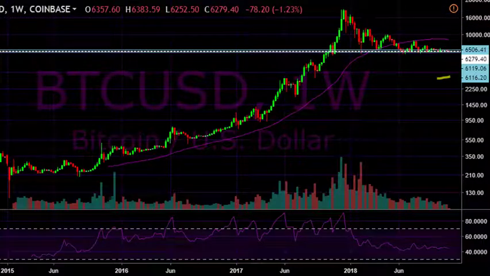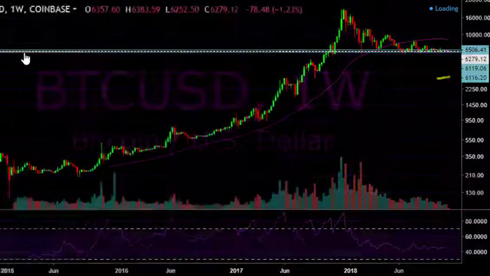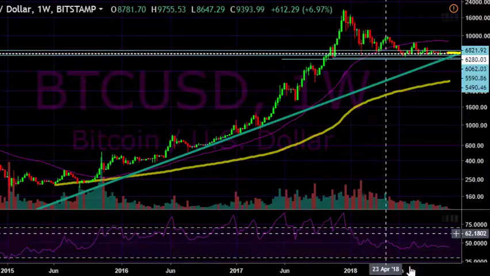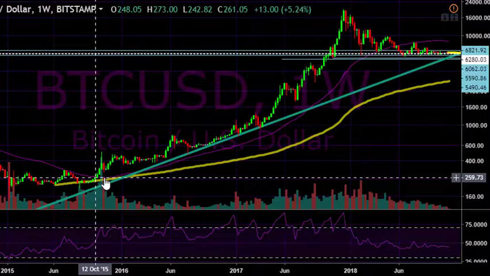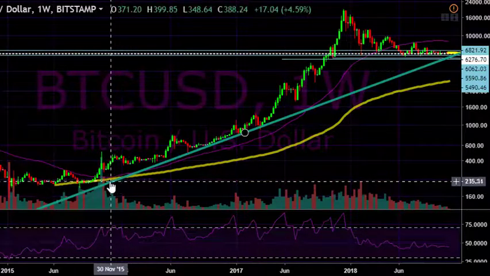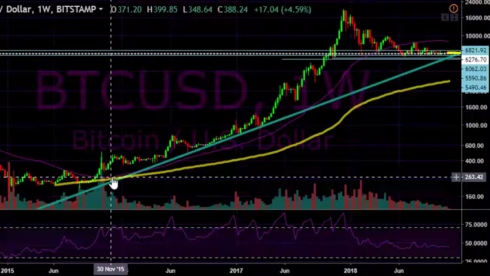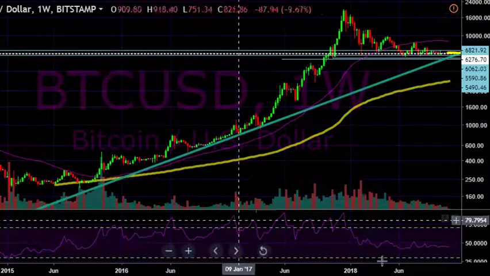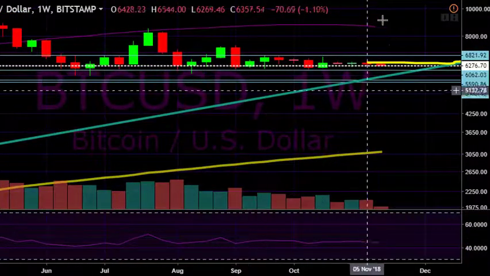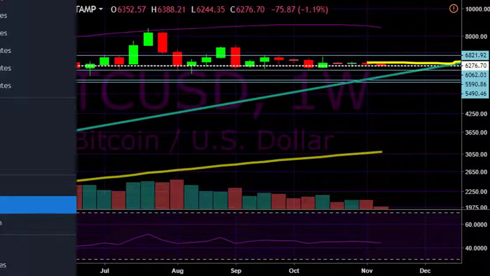So let's switch to another Bitcoin chart which has more data, and that is the Bitstamp chart. And on the Bitstamp chart, it actually perhaps, well, didn't really happen. The closest we'd have is back on the 30th of November 2015, but that is such a long time ago that it's not really going to be relevant today. So we don't have enough data even on the Bitstamp chart, on the weekly chart, for that to happen.